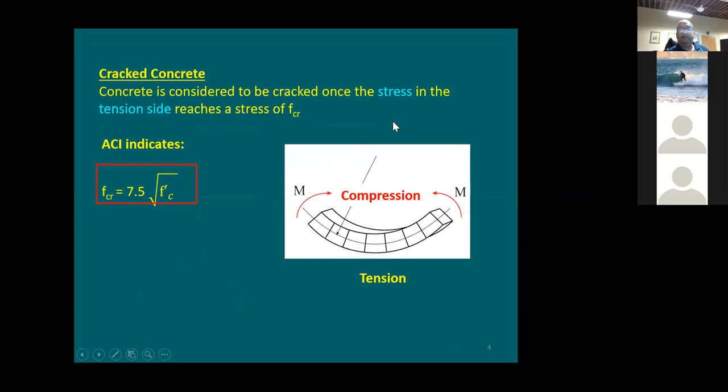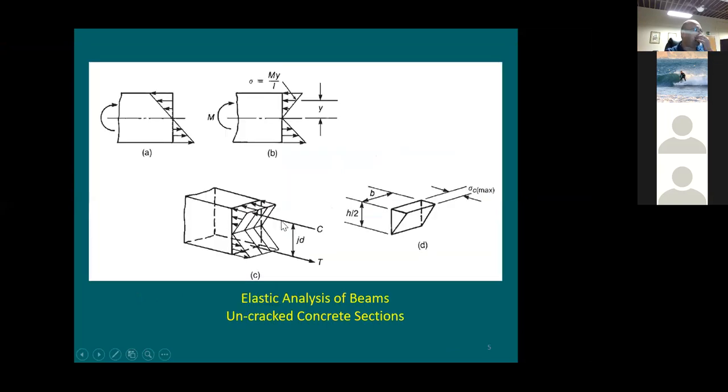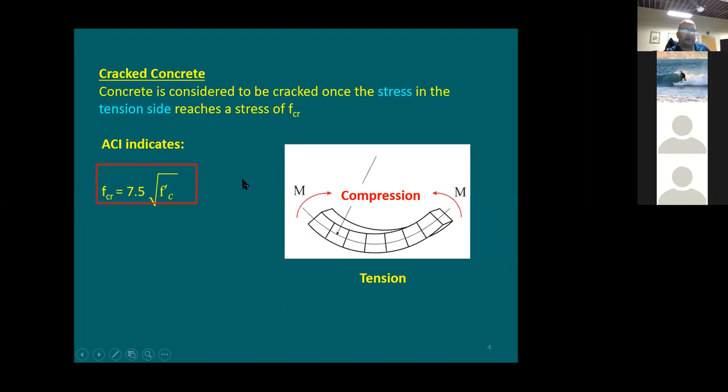Now I have an idea when the concrete is going to start to crack. Concrete is going to start to crack when the tension side only reaches this stress value. Here's the beam exposed to some stress. The stress at the bottom, the tension side, is going to be within the cracking stress. What is the cracking stress? It's the same value, the limit I was just talking about, 7.5 square root of f'c.